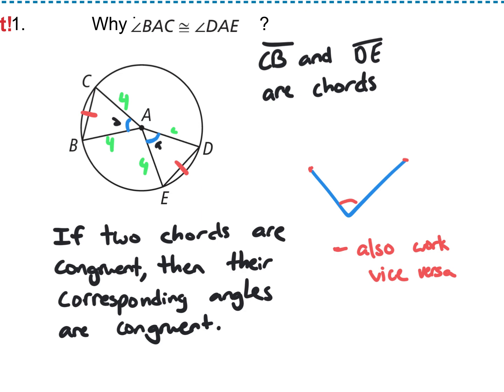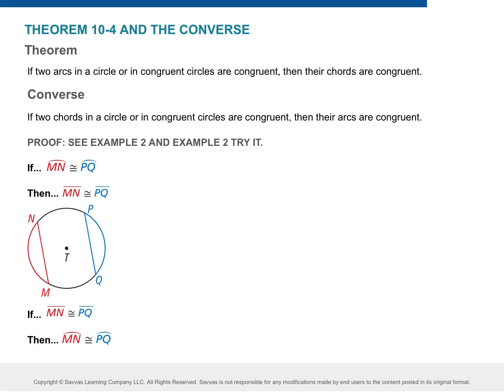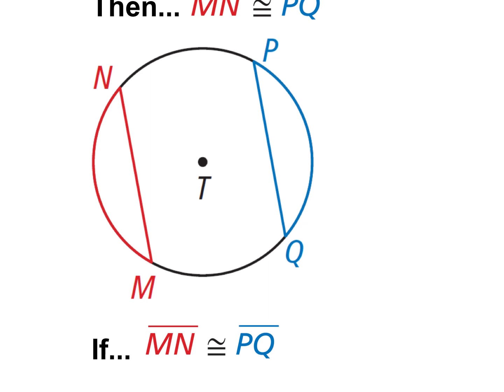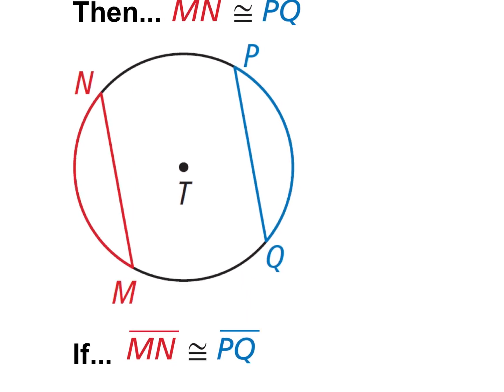Okay, let's look at example 2. You have this example in your notes. What are these two lines right here? Chords, yep, make that note. NM and PQ are chords. Go ahead and make these markings. I'm going to tell you that these two chords are the same length. If those two chords are the same length, what do you think is going to be about the arcs? The arcs are also going to be the same.